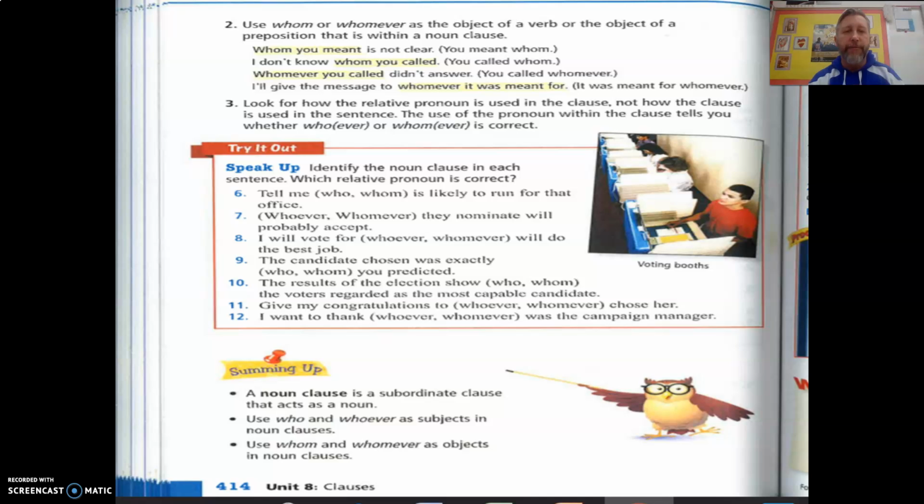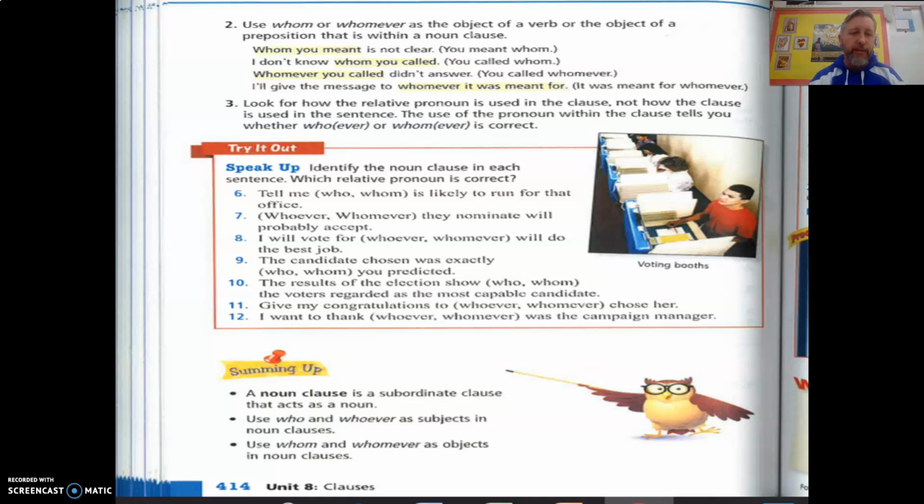So number 3, it says look for how the relative pronoun is used in the clause, not how the clause is used in the sentence. All right, so that's the key. The use of the pronoun within the clause tells you whether it's who or whom, whoever or whomever is correct. So see how it's being used. All right, let's practice this.